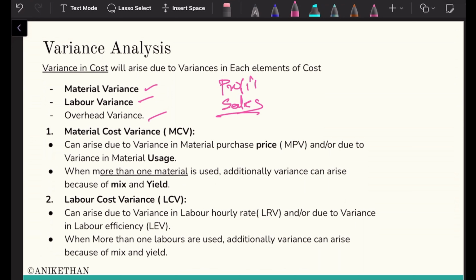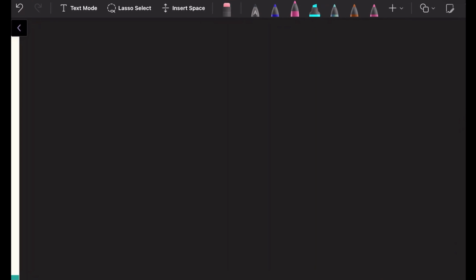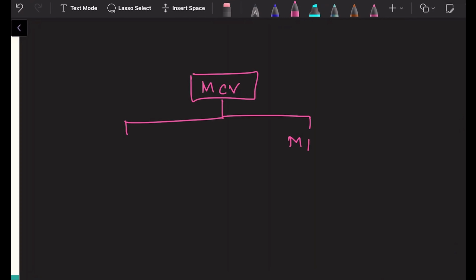It is nothing but the variance in material. Material can have 2 variables. One is how much material is required, that is the quantity. Second is at what price the material was purchased, that is the price. I will call the overall variance due to material the material cost variance. It is broadly classified into 2: material price variance and material usage variance. Price variance relates to purchase price, and usage variance arises because of usage or quantity.